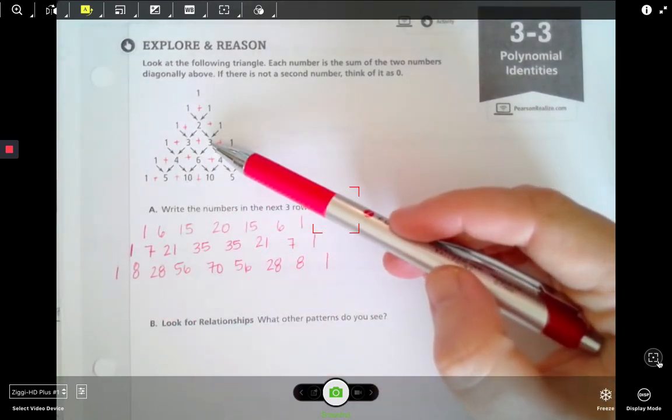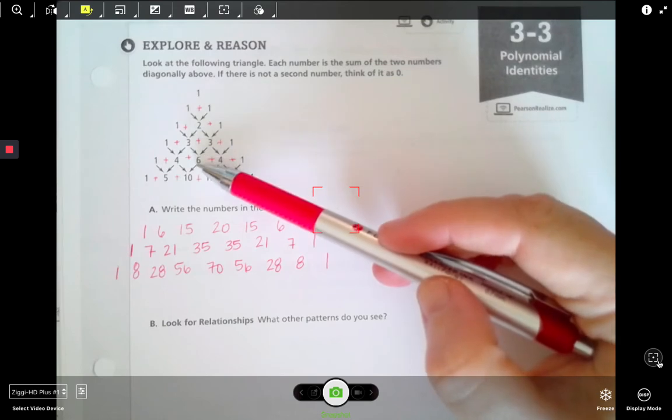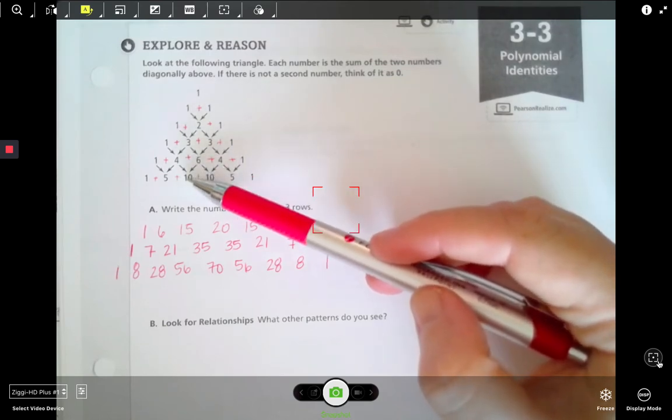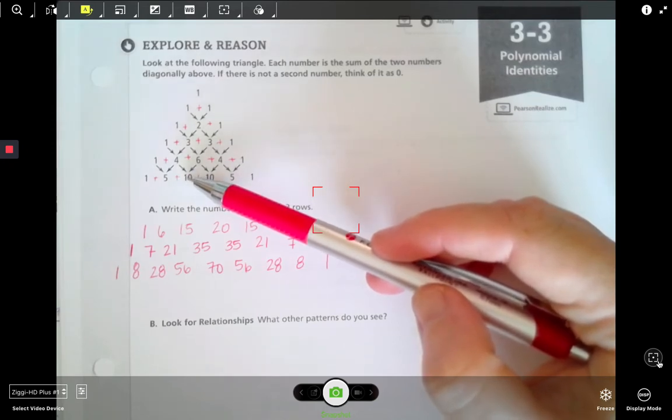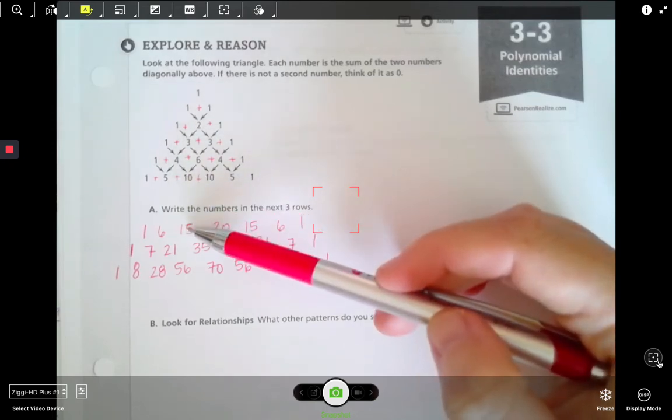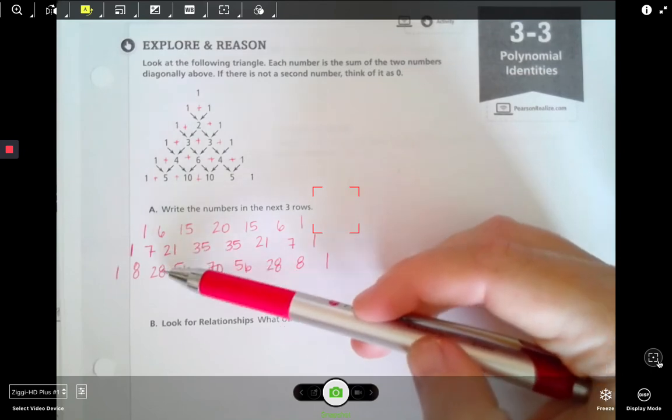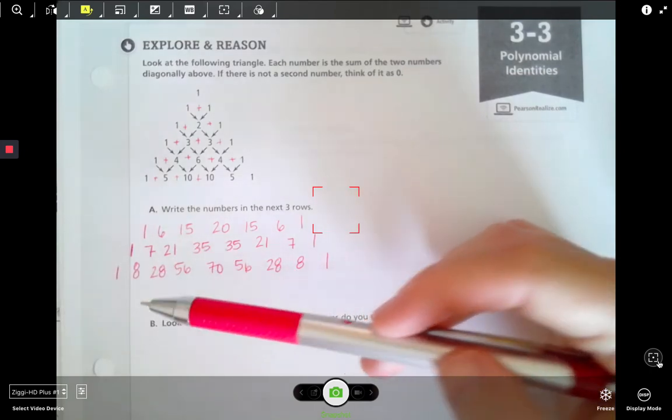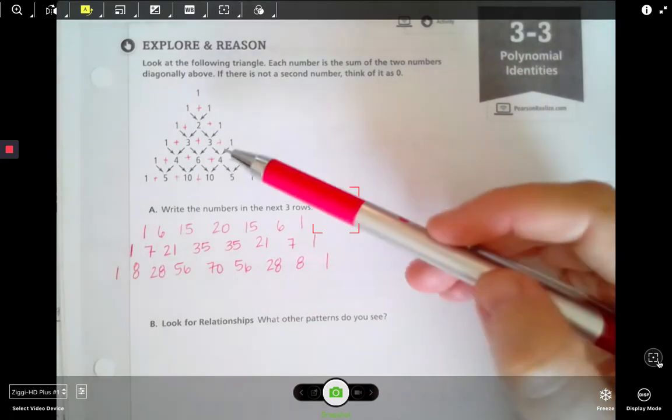From 1 to 3, I add 2. 3 to 6, I add 3. 6 to 10, I add 4. 10 to 15, I add 5. 15 to 21, I add 6. 21 to 28, I add 7. So the next I would probably add 8.